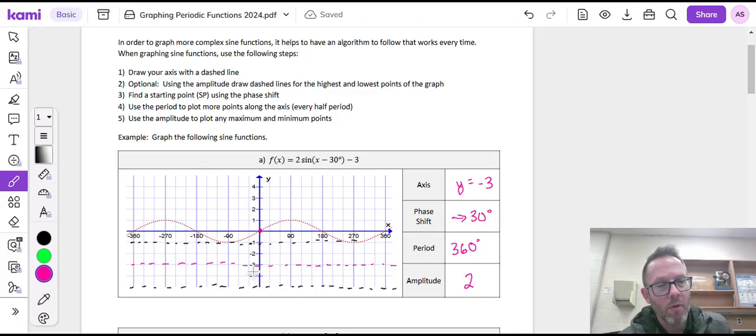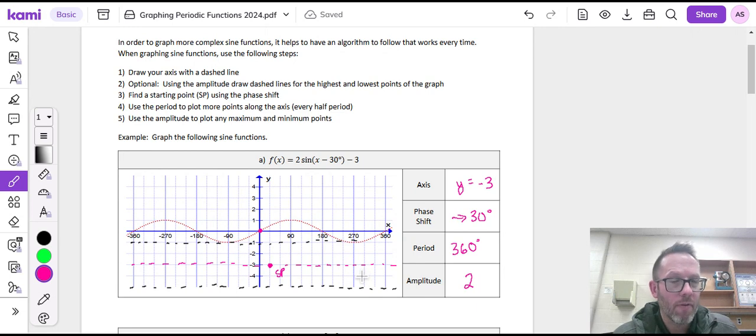But in our case, we've moved the graph down 3 because the axis is down at y equals minus 3, and we've also moved right 30 because of the phase shift. So our new starting point, instead of being 0, 0, we're going to go down 3 and right 30 degrees, which would put us right here. I'm just going to label it SP. That's where my sine function is going to start. This should be familiar to you from graphing the vertex of a quadratic function. When you see x minus 30, you go right 30. When you see a minus 3 on the end, you go down.